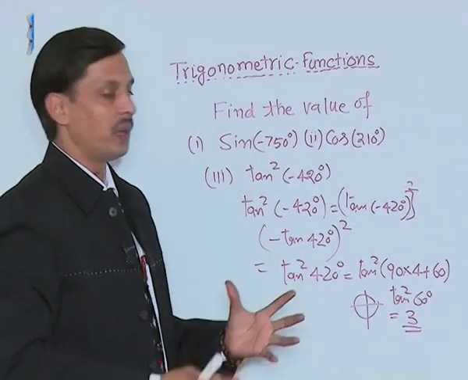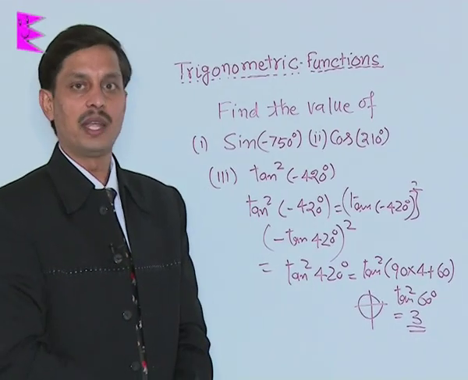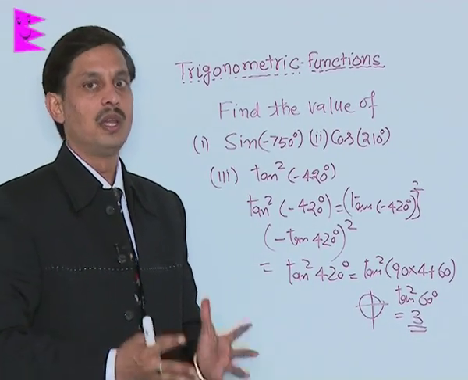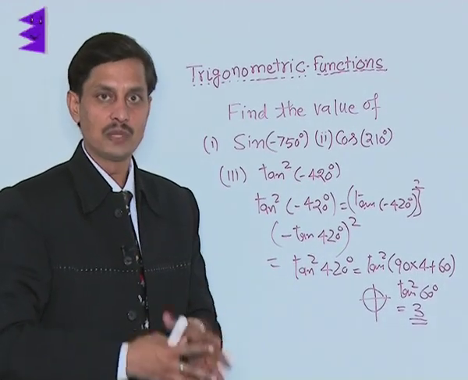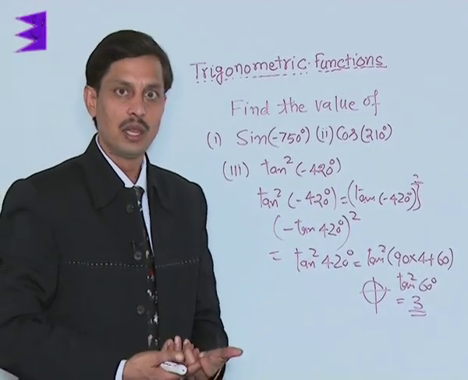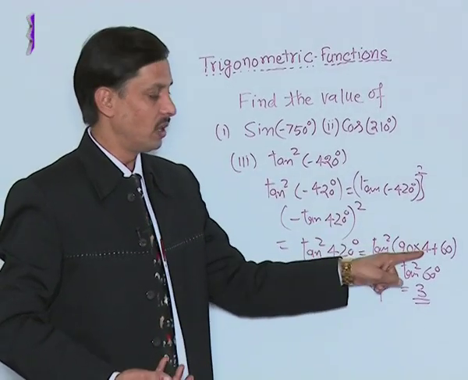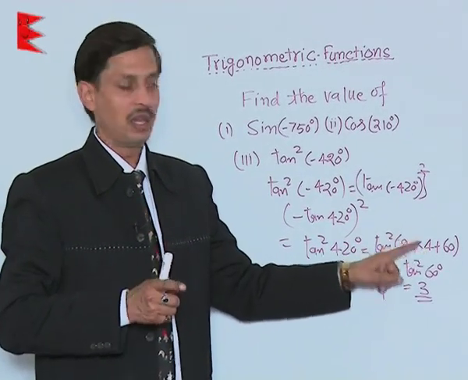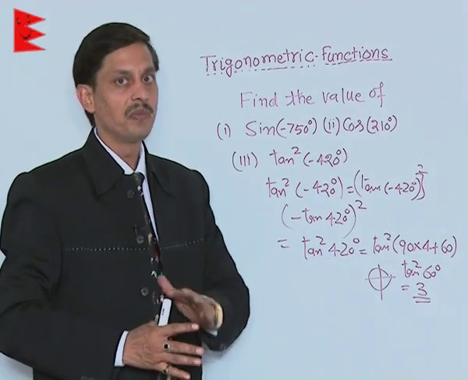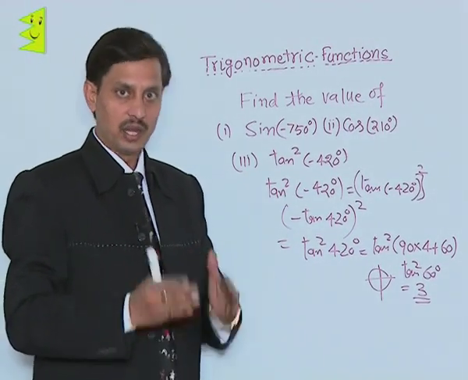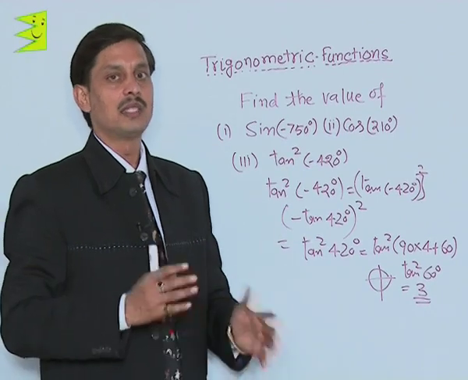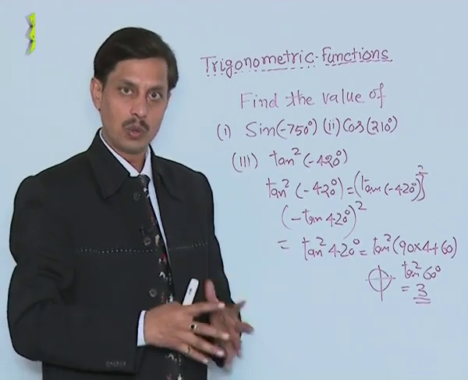So this way we can solve an infinite number of problems with negative angles, using the approach of 90 into even or odd and the changing of the sign. If it is 90 into even, the function stays direct, and if it is 90 into odd, the function needs to be reversed: sine to cos, cos to sine, tan to cot, cot to tan, sec will go to cosec and cosec will go to sec.